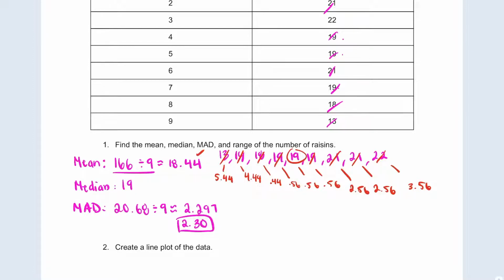Okay, and then the last thing is my range. Adding to my list here, the range of the number of raisins. Take the highest and subtract the lowest. Just show me what numbers you are subtracting. So the maximum is 22. Subtract the minimum value.